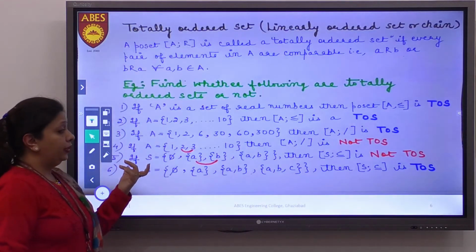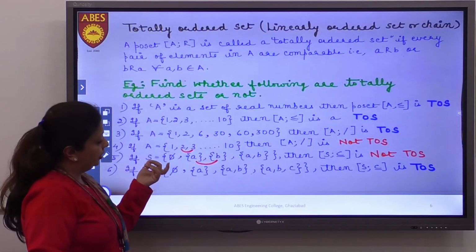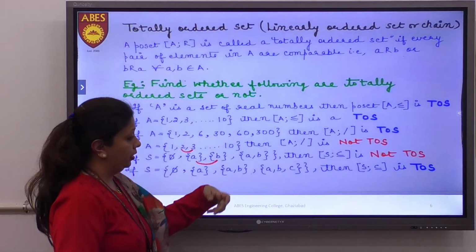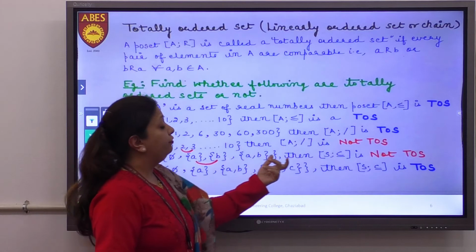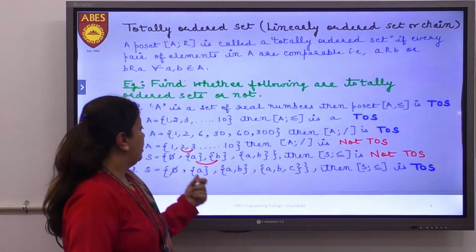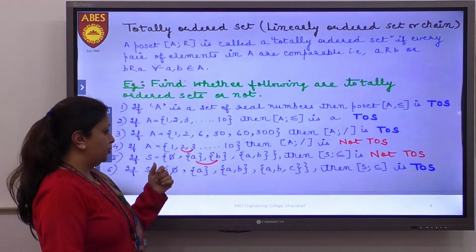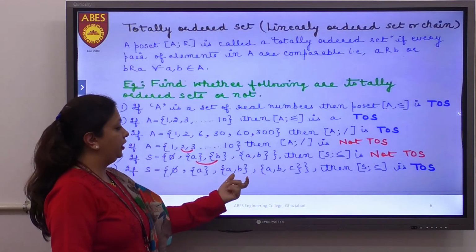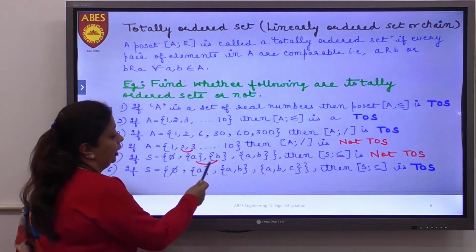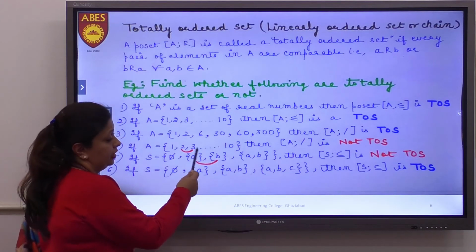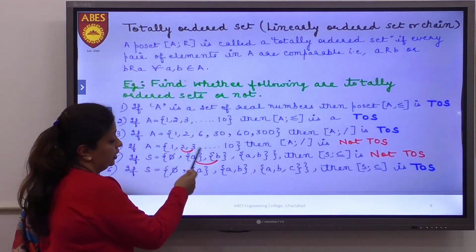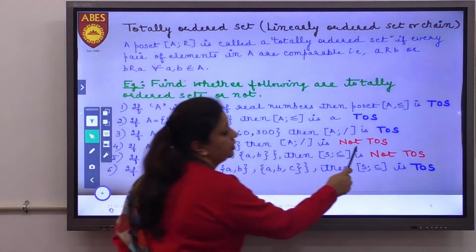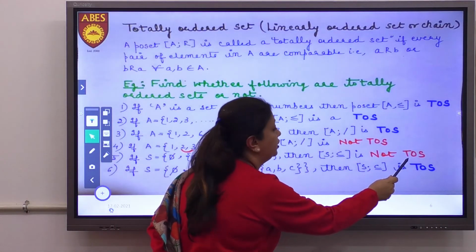Next example, we have taken a set S that contains the elements 5, then set {a}, set {b}, and the set with elements a and b. Now if I use the relation subset, phi is a subset of every set, so it will be comparable with every element. But if I take {a} and {b}, I cannot say that set {a} is a subset of set {b} or set {b} is a subset of set {a}. So these two elements are not comparable. So we can say that it is not a totally ordered set.